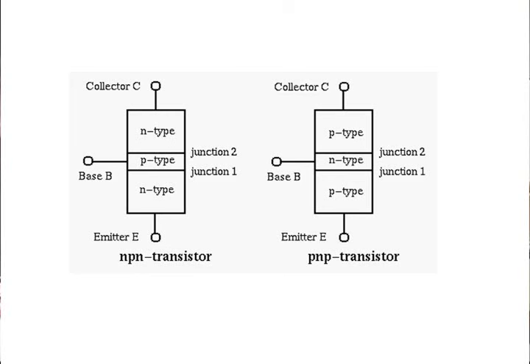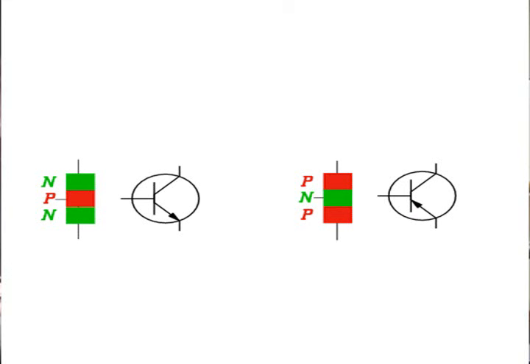This is the way transistors are made: an N-type material, P-type material, N-type material. We have two types of transistors, NPN and PNP. When we look at our drawings of transistors, you notice this is an NPN transistor. See the arrow? This is a PNP. NPN, negative, positive, negative. PNP, positive, negative, positive.